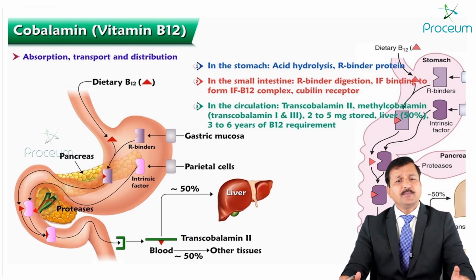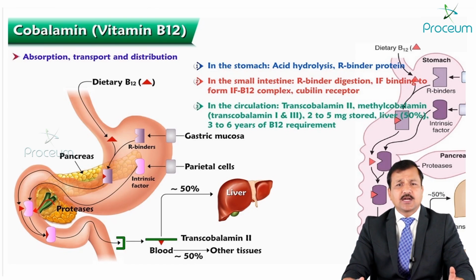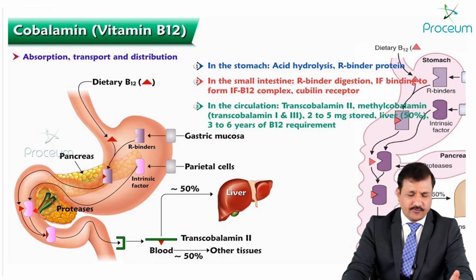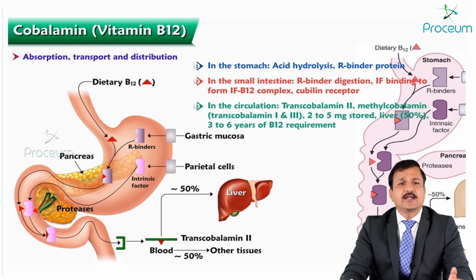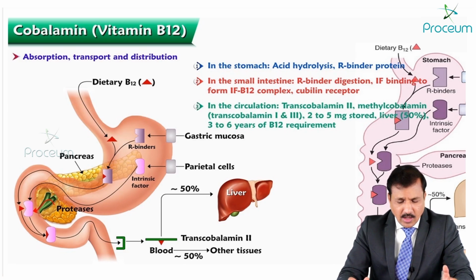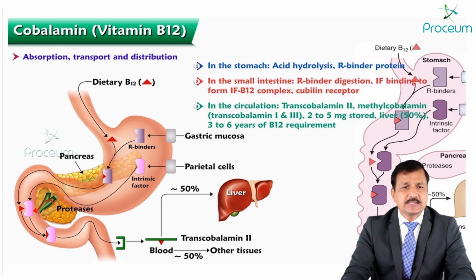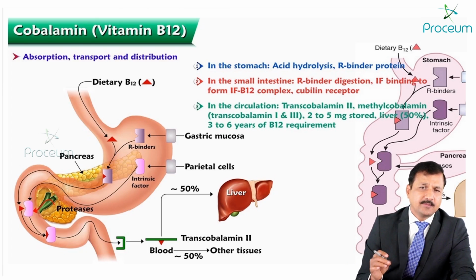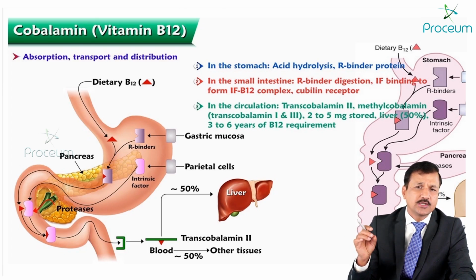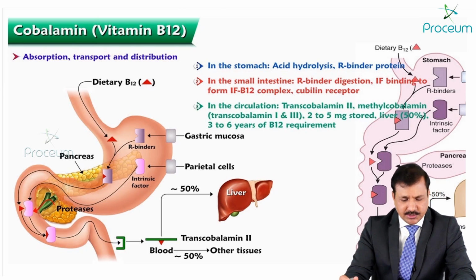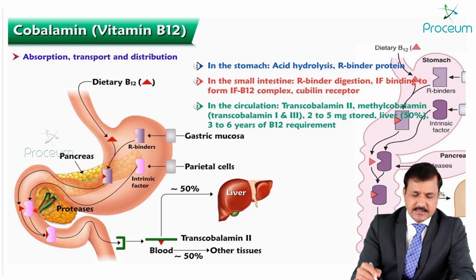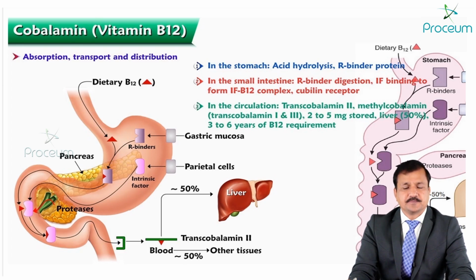Now, coming to absorption, transport and distribution of cobalamin. Let's divide that into how this cobalamin is absorbed and transported from the stomach all the way to the terminal ileum, and from there into the portal circulation, and from there to the tissues. Okay. So, the first thing is what happens in the stomach.